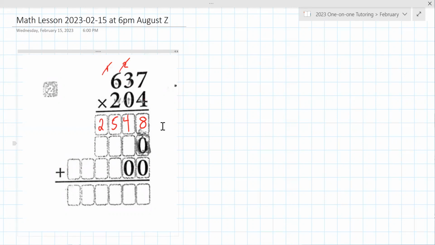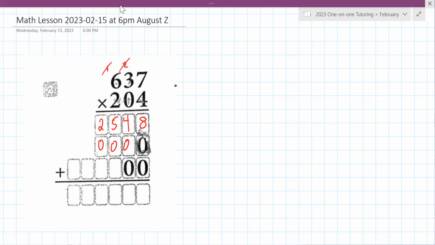So you don't accidentally reuse them. You get a break here on this next line. 0 times everything is 0. 0 times 7, 0 times 3, 0 times 6. They're trying to put these zeros in because that's what most students misremember.